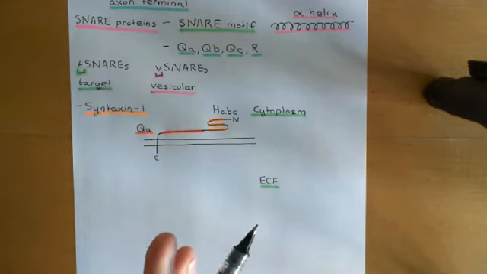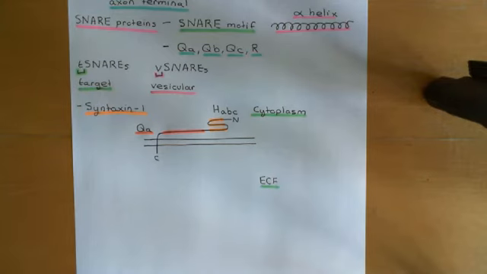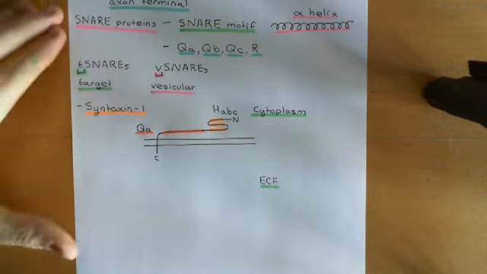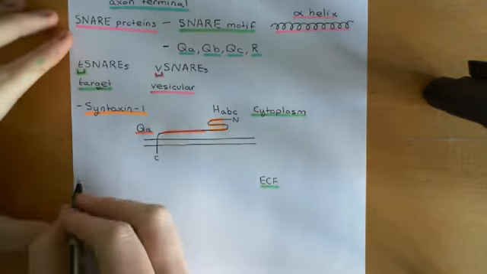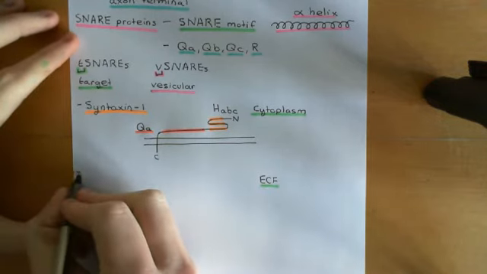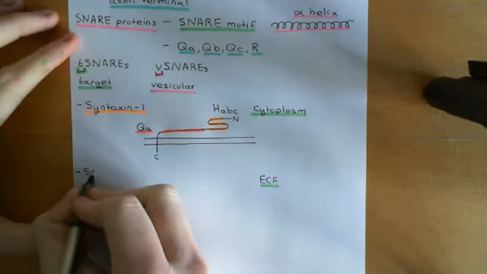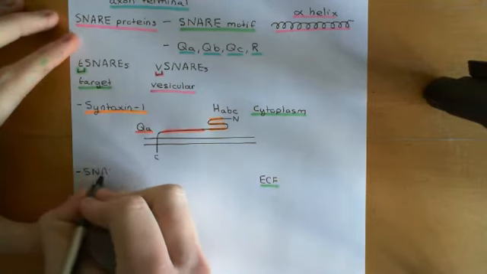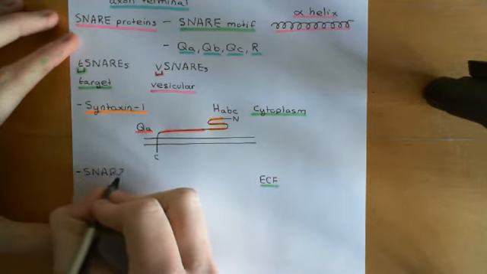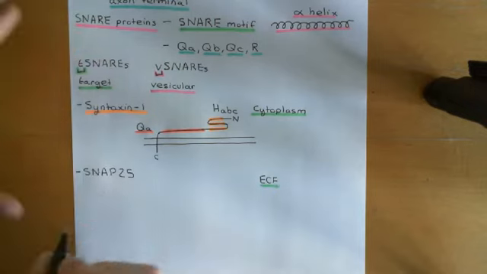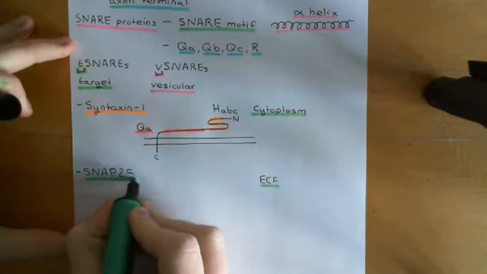So this is syntaxin 1 then. We've seen its snare motif. It's got this QA snare motif, and that's the portion that we're going to be really interested in. That's the portion that's going to play an incredibly important role. So that's syntaxin 1. That's one of these T snares. Next, let's talk about the other T snare present within the presynaptic membrane. The second T snare that I want to talk about is called SNAP25.